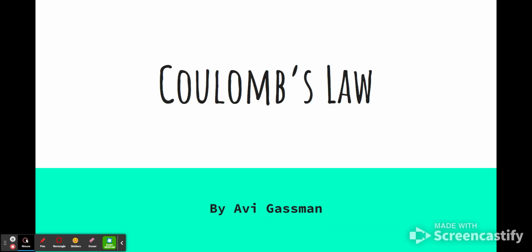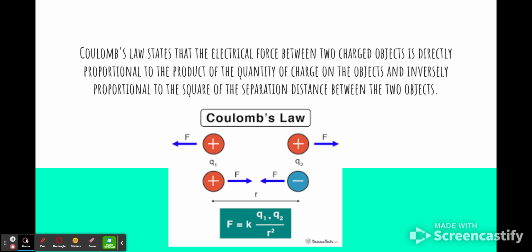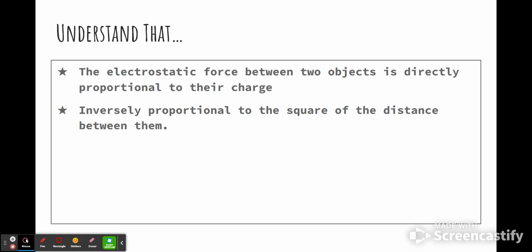Coulomb's law. Coulomb's law states that the electrical force between two charged objects is directly proportional to the product of the quantity of the charge on the objects and inversely proportional to the square of the separation distance between the two objects. This is basically stating that Coulomb's law describes the strength of the electrostatic force, whether that be attraction or repulsion, between two charged objects.